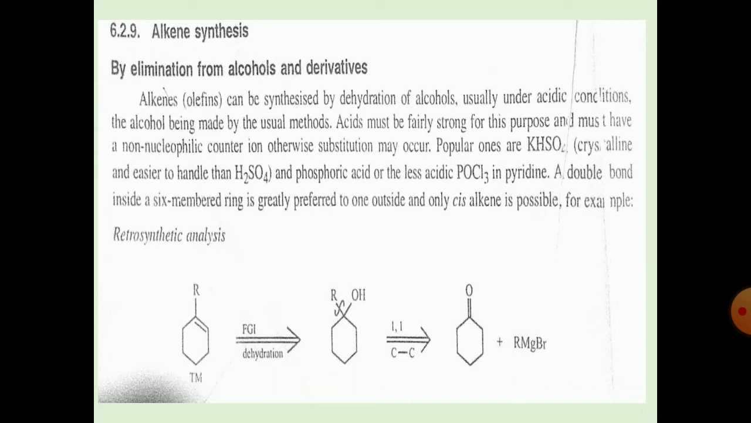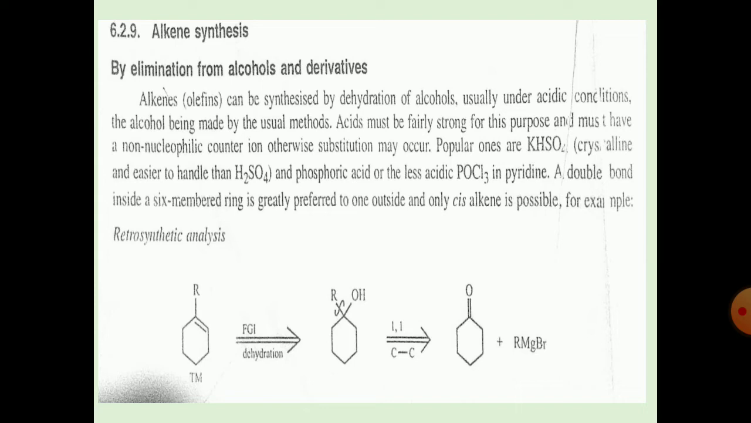The acid must be fairly strong for this purpose and must have a non-nucleophilic counter ion, otherwise substitution may occur. Popular ones are KHSO4, which is crystalline and easier to handle than H2SO4, and phosphoric acid, or the less acidic POCl3 in pyridine. A double bond inside a 6-membered ring is generally greatly preferred to one outside, and a cis alkene is possible.